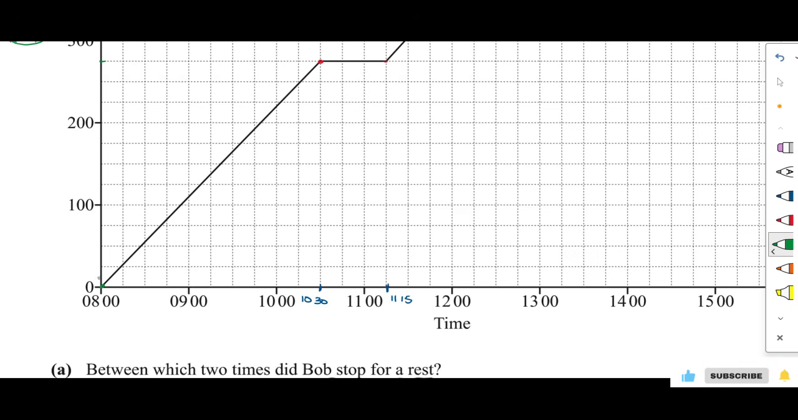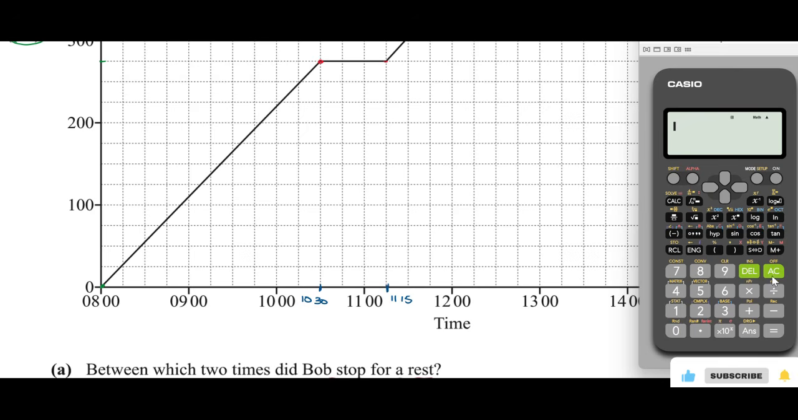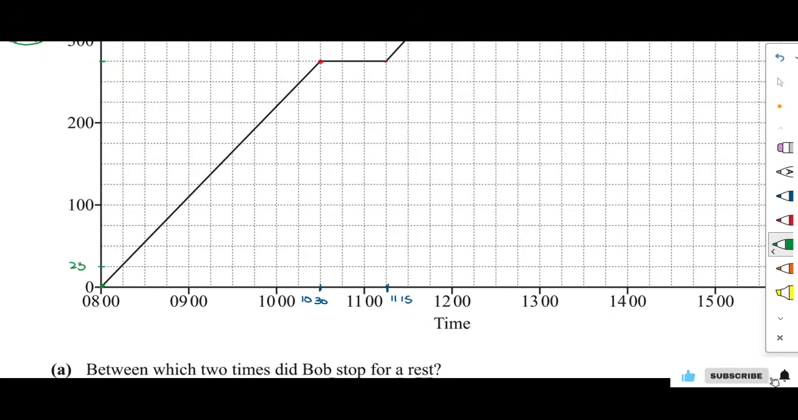Okay, how much is each block telling us? From 0 to 100, this is 1 block, 2 blocks, 3 blocks, and 4 blocks. That means 100 is divided into 4 blocks. Let me use a calculator. So 100 is divided into 4 blocks, which means each block represents 25. 25, then we have 50, and then 75, and then 100, right?